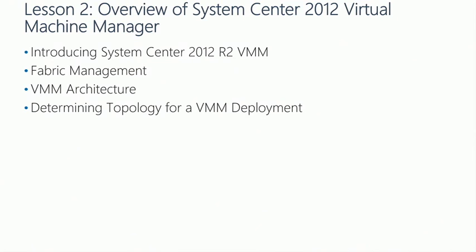We'll then take a look at the architecture so you understand the idea that most System Center products use this central management service and agent model, as VMM does. We'll take a look at how that works, and then take a look at some topology options. Do you have one VMM server? Do you have a cluster of VMM servers? And how does that all work together?